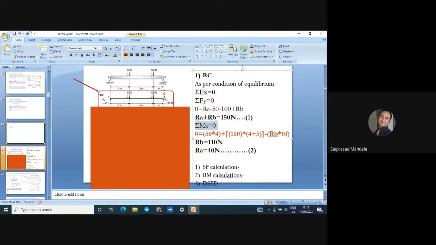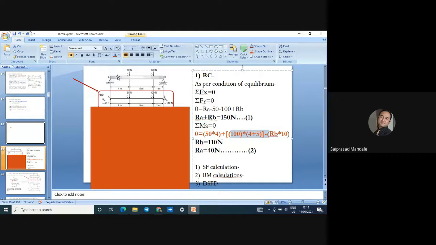What I have done is take the clockwise moment as positive and the anti-clockwise moment as negative. So, step number 1, 50 into 4. Clockwise, so it is a plus. 100 into 9, since 4 plus 5 is 9. As it is clockwise, it is plus. Then RB is anti-clockwise in direction, so minus RB into 10.